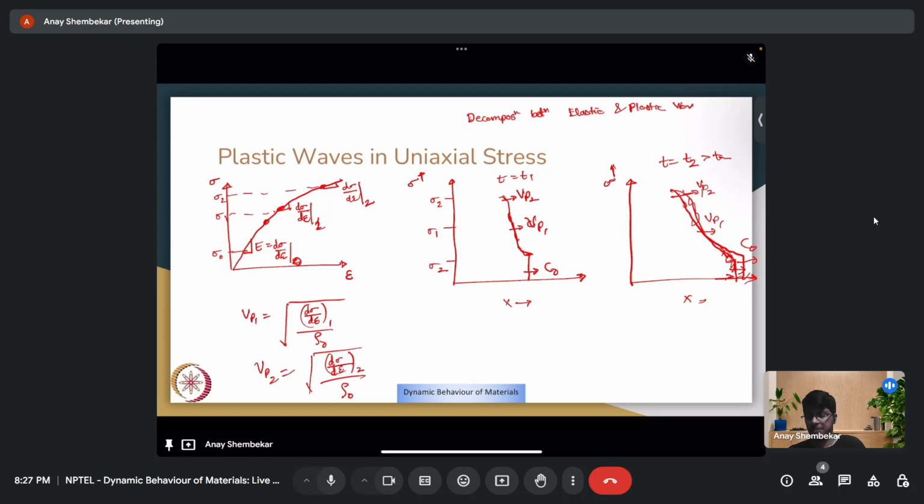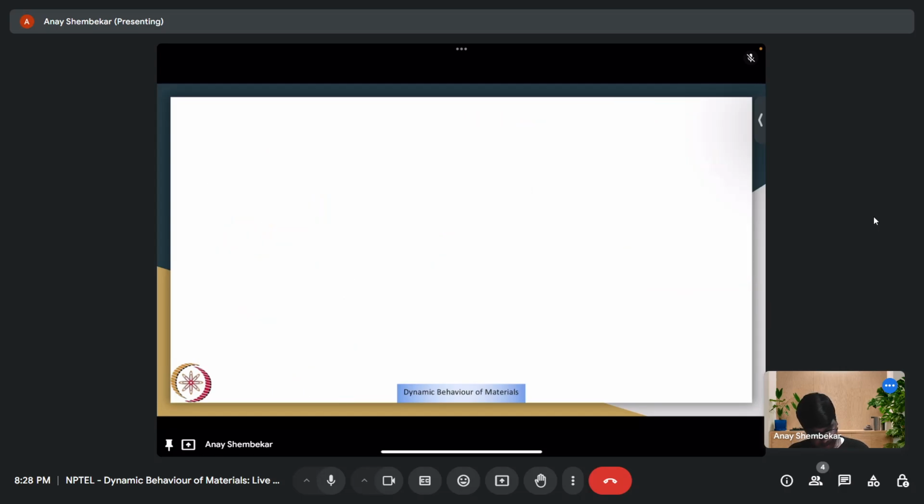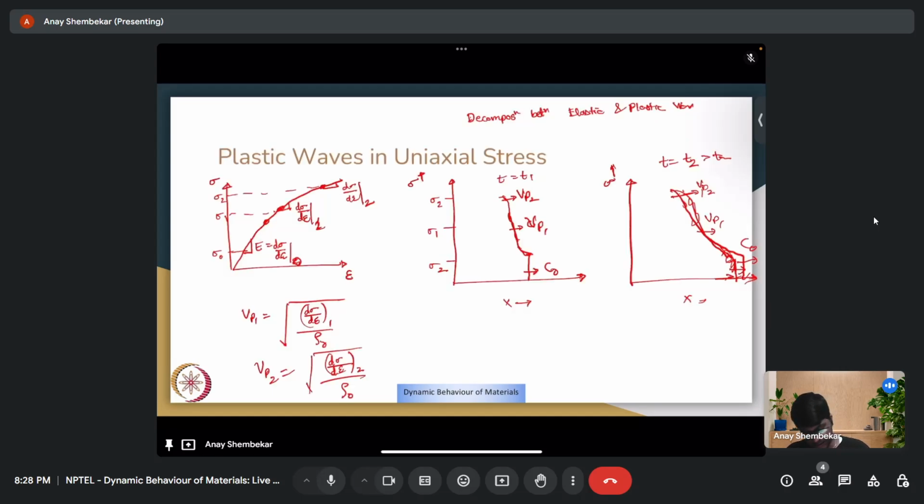There are other types of plastic waves, specifically uniaxial strain. You could also have them in the case of shear, and in a 3D body, as well as in a combined state of stress. I think that is most of it.